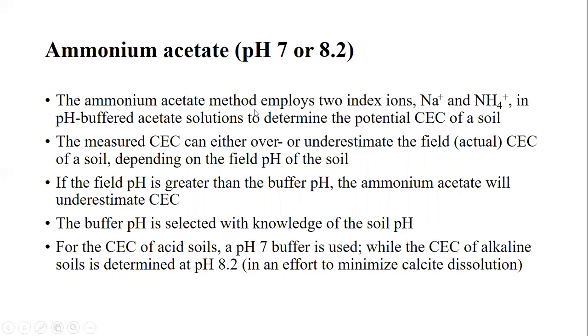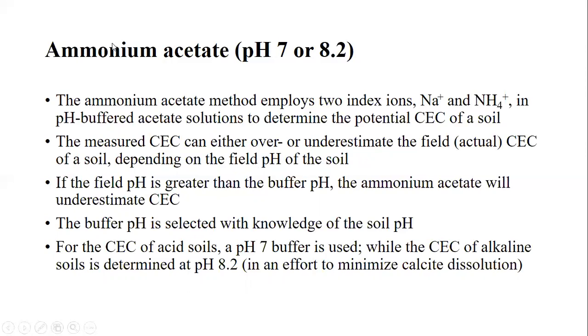The ammonium acetate method employs two index ions, sodium and ammonium, in a pH buffered acetate solution to determine the potential CEC of a soil. We'll go through this step by step. It's easy, but keep in mind all the steps follow each other, and you have to concentrate on all the steps so that you understand the whole procedure. Measured CEC can either over or underestimate the actual CEC of a soil, depending on the field pH of the soil.